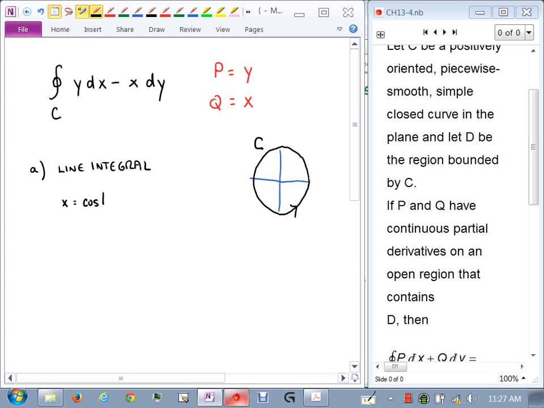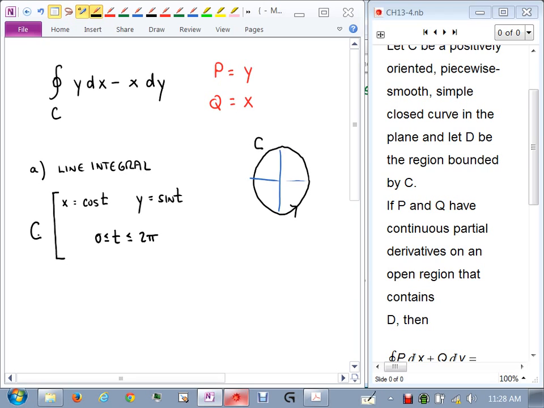Cosine t, sine t, right? That's what we get. And then what's our restriction on t? 0 to 2 pi. That should draw the curve C. So C is the curve that is defined by these parametric equations with those restrictions on the parameter.